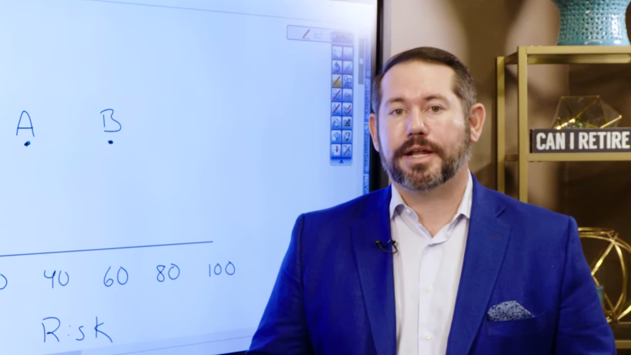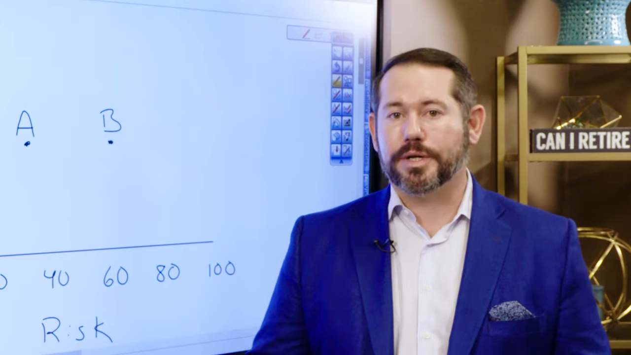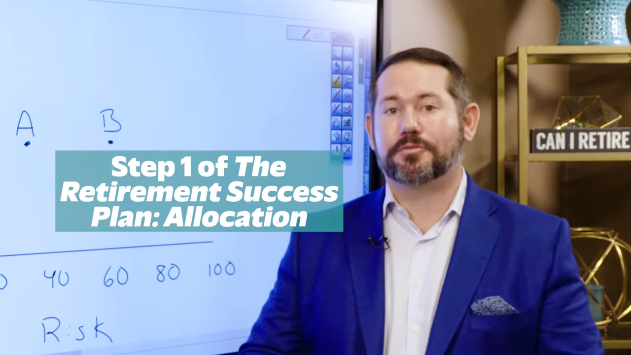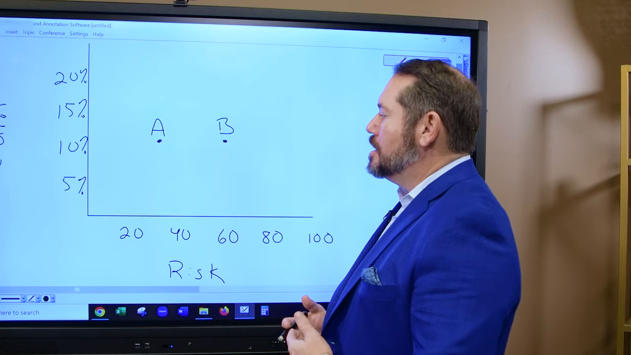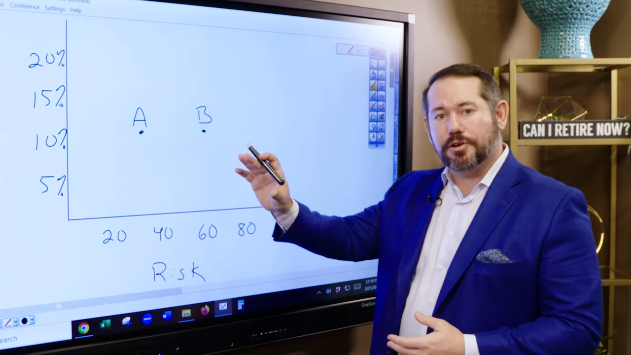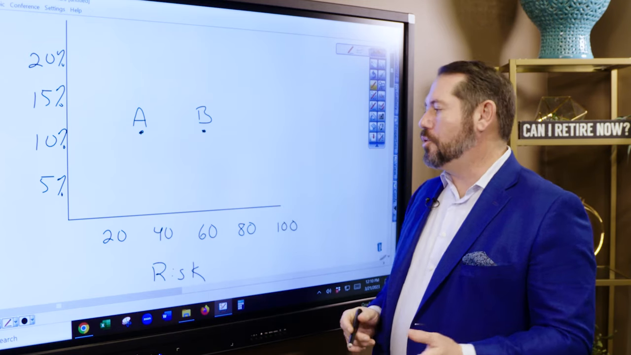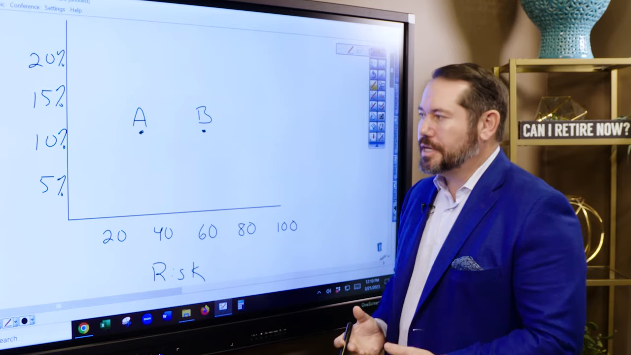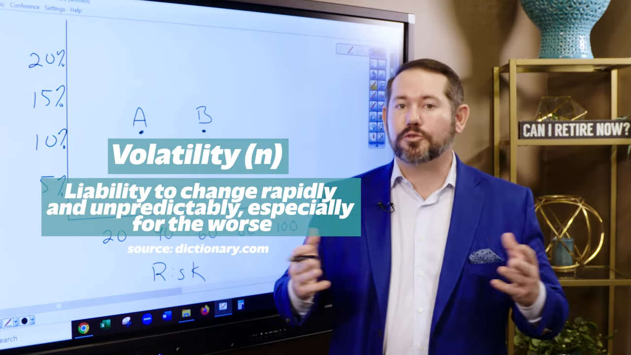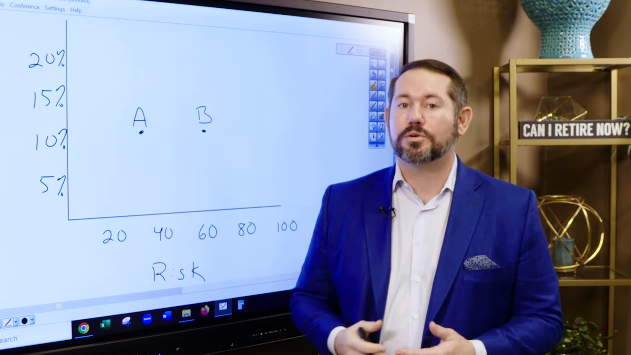So here at Oak Harvest Financial Group, this is step one of what we call the retirement success plan, the allocation meeting, the allocation part of the overall plan. Because wherever we end up on this spectrum in regards to your portfolio is going to be fairly predictive of the type of volatility you'll experience, the expected returns over a period of time, and of course the maximum amount of risk.